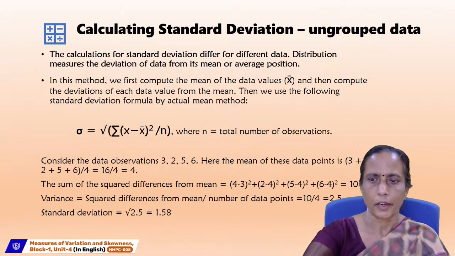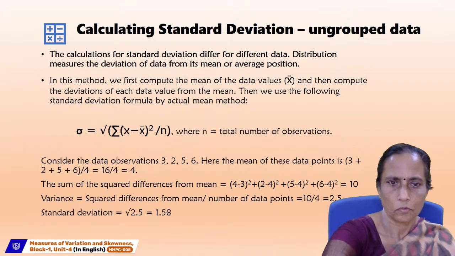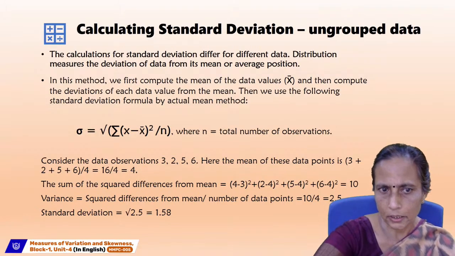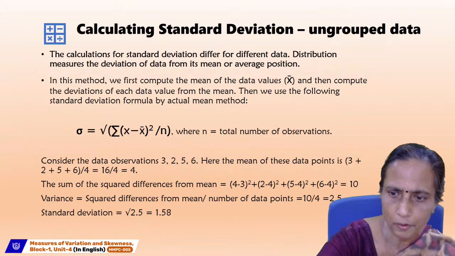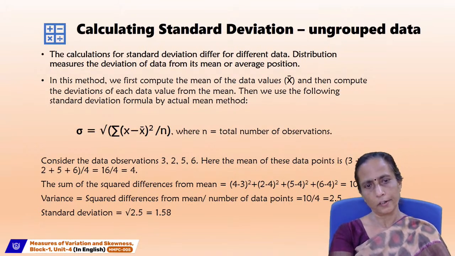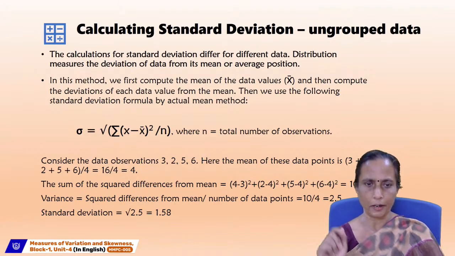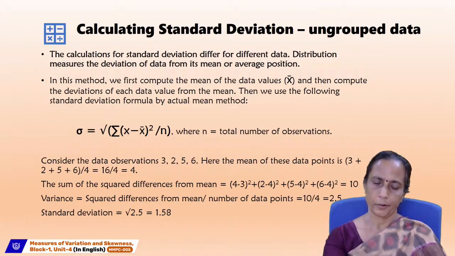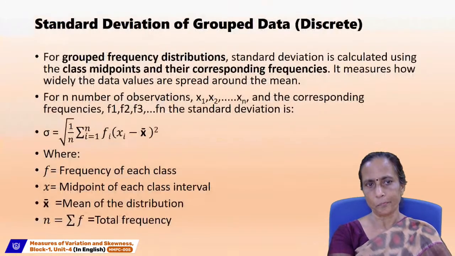So variance is squared differences divided by n. Okay, n is our total number of observations. Total number of observations over here is 4, so 10 by 4 is equal to 2.5, and the standard deviation will be the square root of 2.5, which is 1.58 approx. Okay, so that is the standard deviation of grouped data.